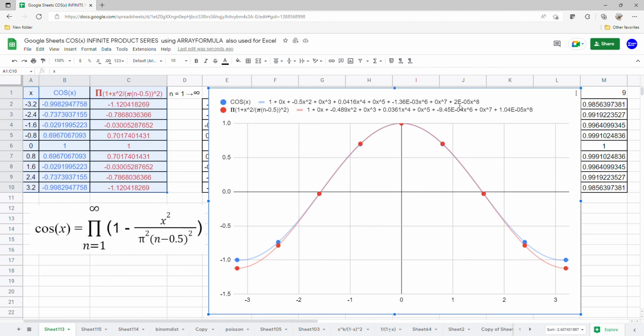As the power increases, the error also increases. This completes the use of product to generate the infinite product series expansion of cosine.